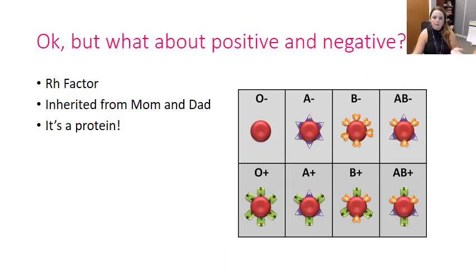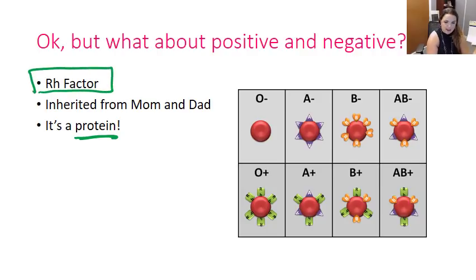Okay, but what about positive and negative? So earlier when I shared my blood type with you, I told you I was O positive. So we have people that are O positive and we have people that are O negative. So what does that mean? Okay, that positive or negative is indicative of a protein antigen that's known as the rhesus antigen or RH factor. Okay, it's inherited from mom and dad.